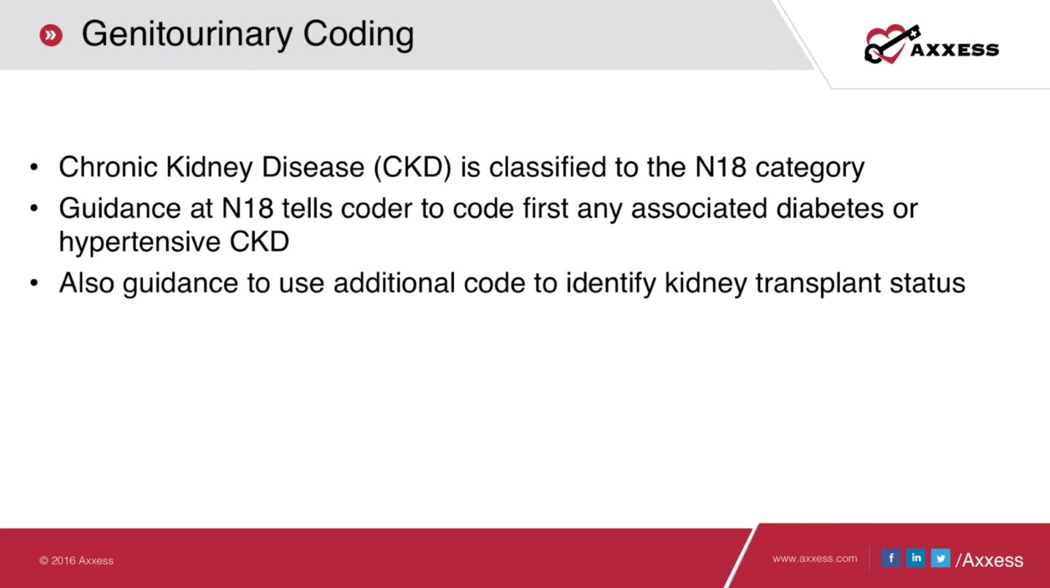You're going to find chronic kidney disease classified to the N18 category. Guidance at N18 tells the coder to code first any associated diabetes or hypertensive chronic kidney disease. And then you'll also see guidance to use additional code to identify the kidney transplant status if that's applicable as well.